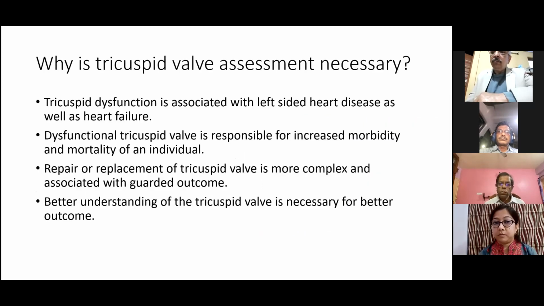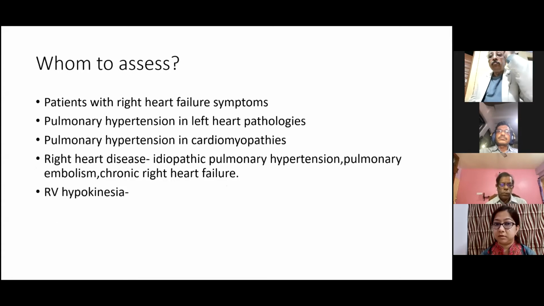So, why is tricuspid valve assessment necessary? Tricuspid dysfunction is associated with left-sided heart disease. Dysfunctional tricuspid valve is responsible for increased mortality and morbidity. Repair or replacement of the tricuspid valve is more complex and is associated with a guarded outcome. A better understanding of the tricuspid valve is necessary for a better outcome in the days to come.